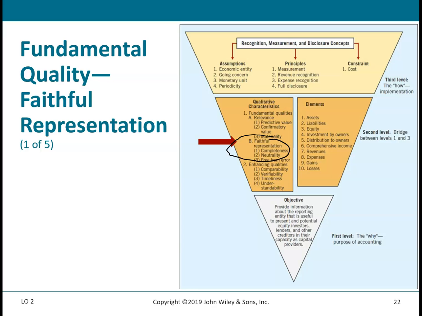So the second fundamental quality is faithful representation. Faithful representation means that the numbers and descriptions match what really existed or happened. To be a faithful representation, it must have these ingredients. It must be complete, neutral, and free from error. Let's talk about each of those.